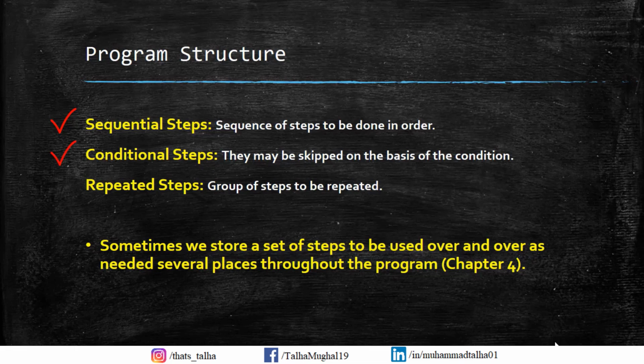Conditional steps may be skipped on the basis of the condition, and the group of steps to be repeated belongs to repeated steps, which means that there will be a block of code which will be repeated again and again until it satisfies a certain condition. Sometimes we store a set of steps to be used over and over again as needed at several places throughout the program, which will be discussed deeply in chapter number 4.